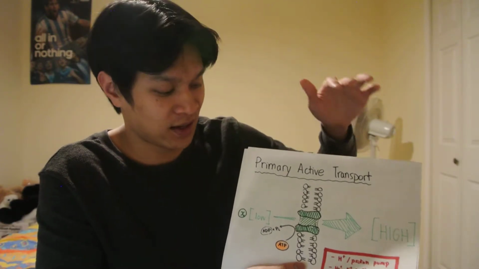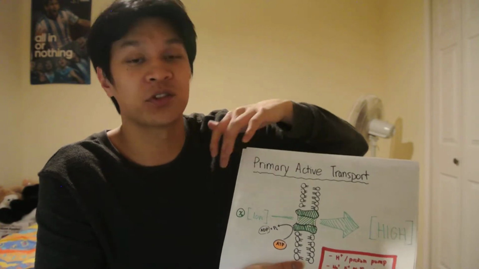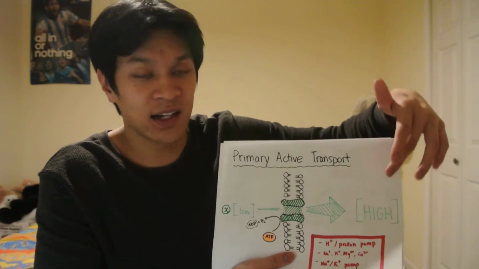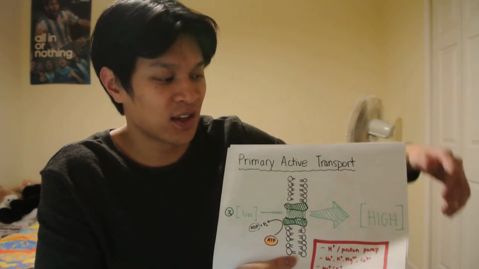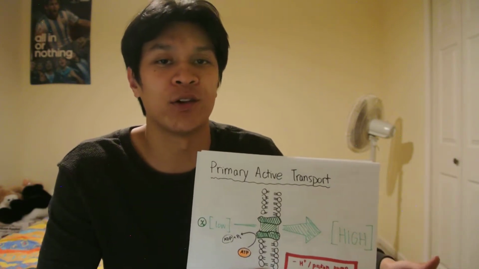or rather, from the side of the membrane with low concentration of solute X to the side of the membrane with high concentration of solute X. Now this is against the concentration gradient, which is always going to require energy.